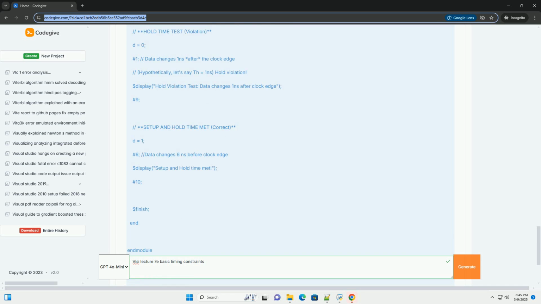5. Why are these constraints important? Reliable operation: Meeting timing constraints ensures that sequential elements capture data reliably, leading to predictable and correct operation of the digital system.